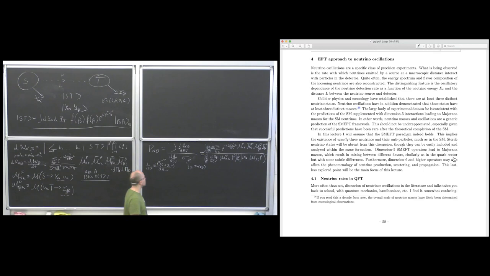So now, how do I see that this gives me the usual oscillation probability? If I start with an interaction of this form, that is flavor diagonal in the neutrino flavor, let's just write it like that. So this would be alpha, and then this is half something, let's say some whatever.